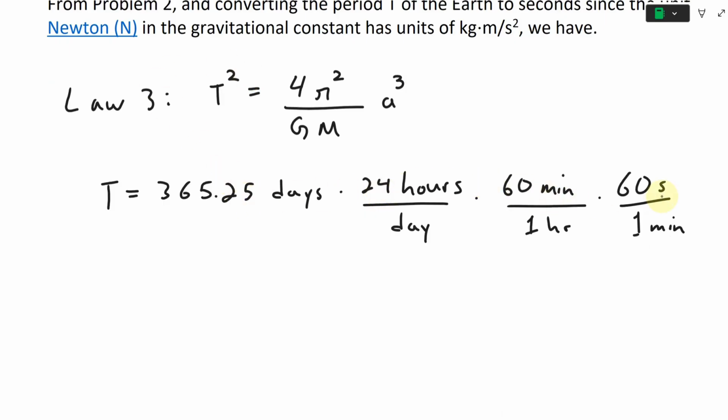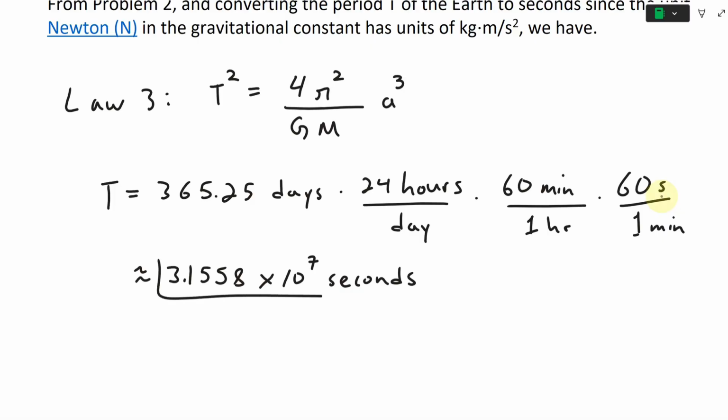And this is approximately equal to 3.1558 times 10 to the 7 seconds. There are a lot of zeros there. That's how long it takes for the Earth to go around the sun, so it's the period. That's how many seconds it is. And I'm just going to box this.